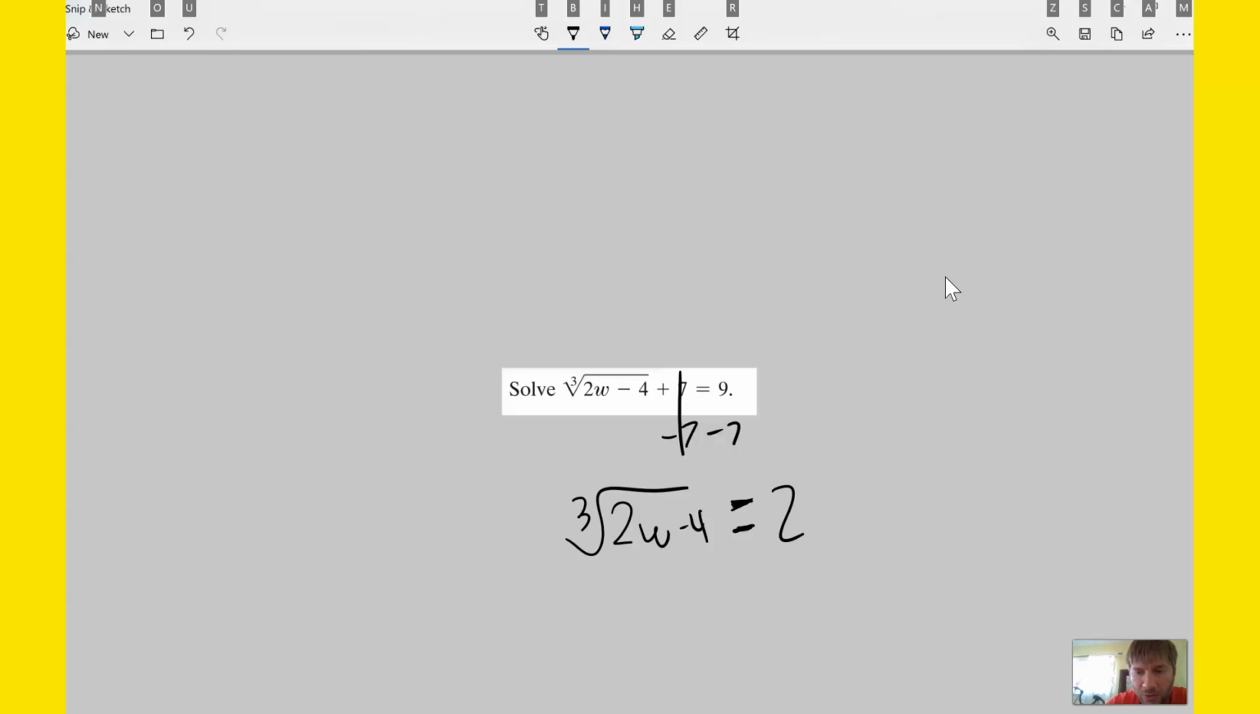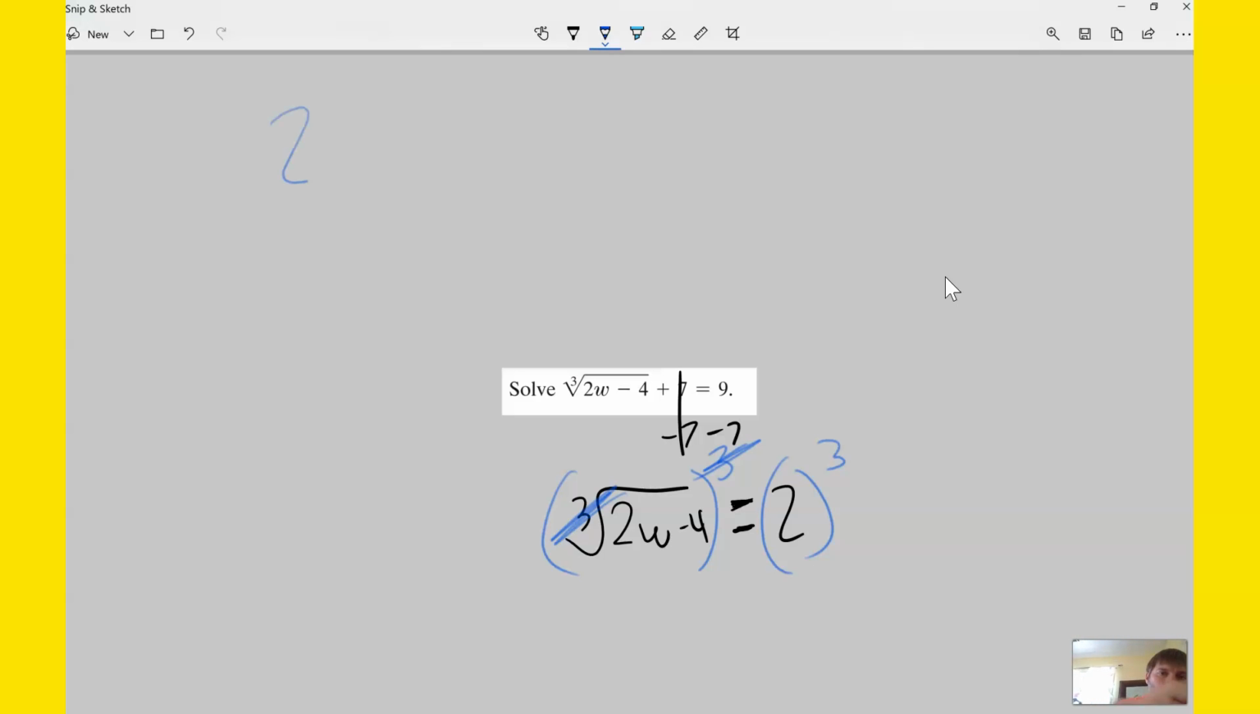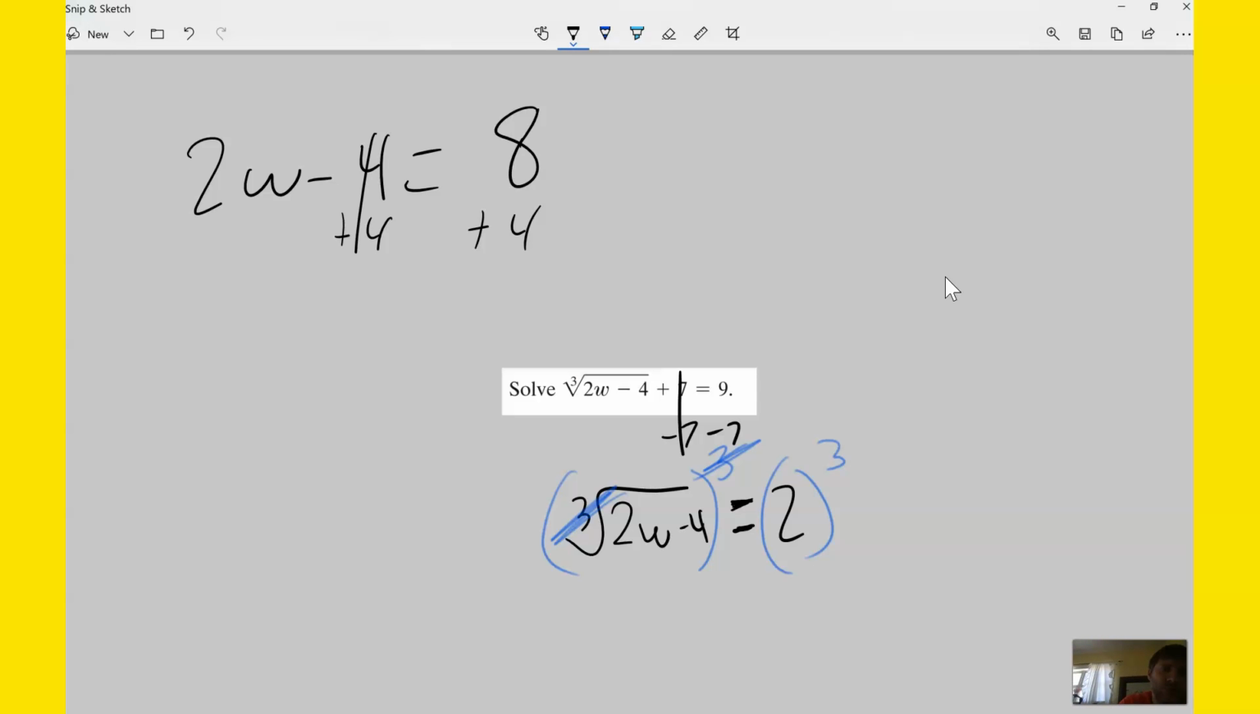Then we have to get rid of the cube root. How do you think we're going to get rid of a cube root? By using a cubed exponent. A cubed exponent will cancel out a cube root. So that gives me 2w minus 4 equals 2 cubed is 8, because 2 times 2 times 2 is 8. And then just keep on solving it with your good old algebra skills. 2w equals 12. W equals 6.